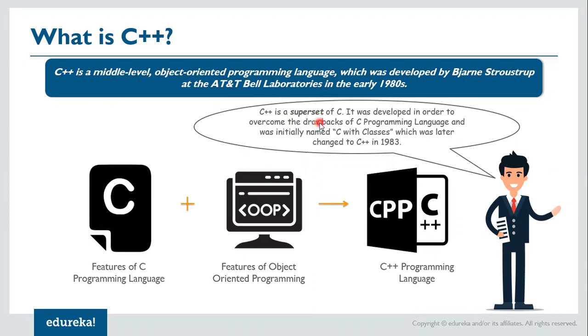It was developed in order to overcome the drawbacks of the C programming language and was initially named C with classes, and then later on it was changed to C++ in 1983. So basically, the features of C programming combined with object-oriented programming concepts give us C++ as a programming language.